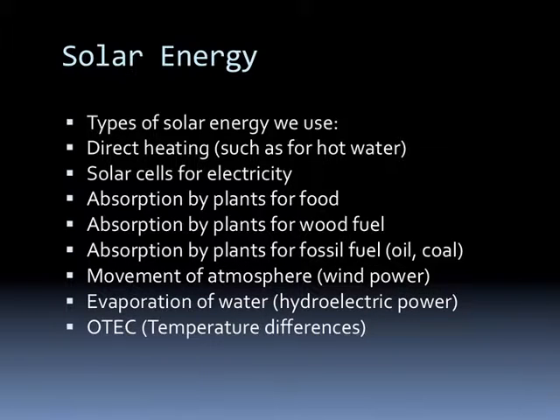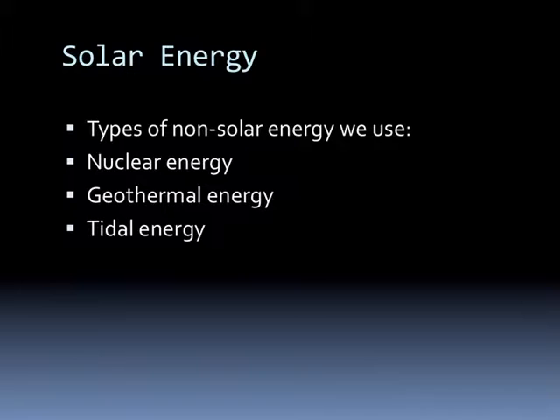Hydroelectric power works because the sun evaporates water from the oceans, it goes over the land, cools down and comes down as rain or snow. As it melts and comes back down, we put a dam in its way and we generate power. Or there's another thing called OTEC, which uses the difference between the temperature at the top of the ocean and the bottom, and using that temperature differential, we can actually generate electricity. The only types of non-solar energy we use would be nuclear energy, geothermal energy, which comes from the interior of the Earth, heated from the Earth's core and nuclear processes going on there, or tidal energy due to the changing of the tides from the moon.